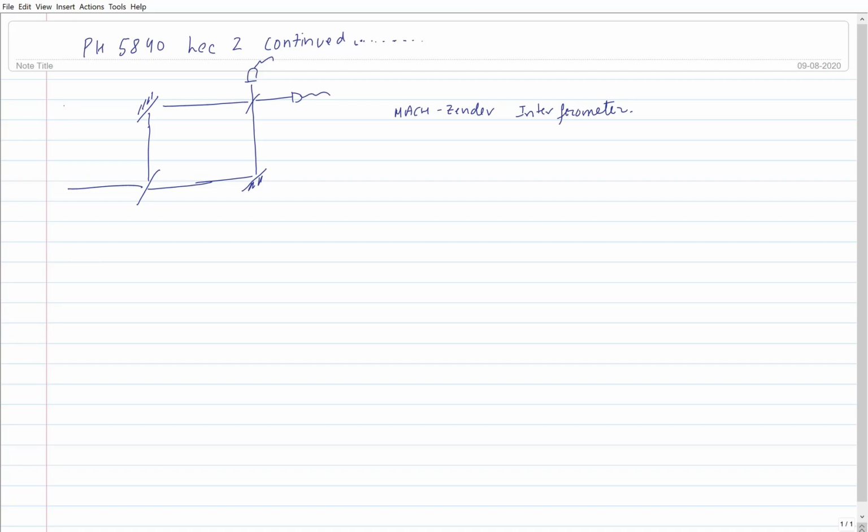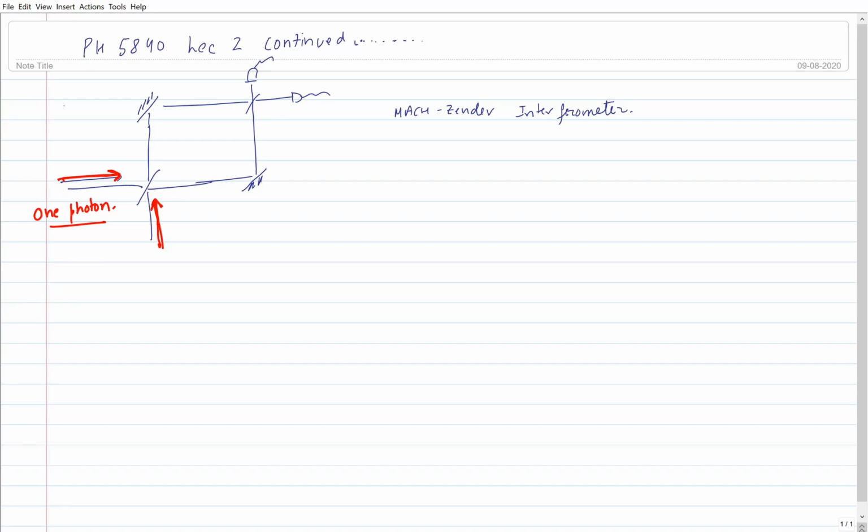Now, the way I have set it up, either the photon can come through this way, or the photon can come through this way. I'm just considering one photon at a time. So, one photon, either it comes from the upper port or it comes from over here.